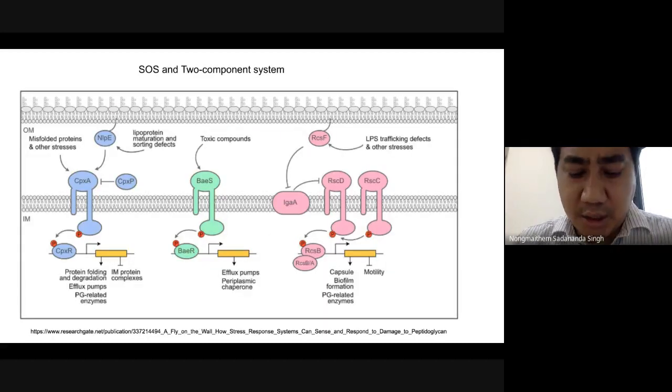So what is very interesting very recently is the involvement of antibiotic resistance and the SOS response.